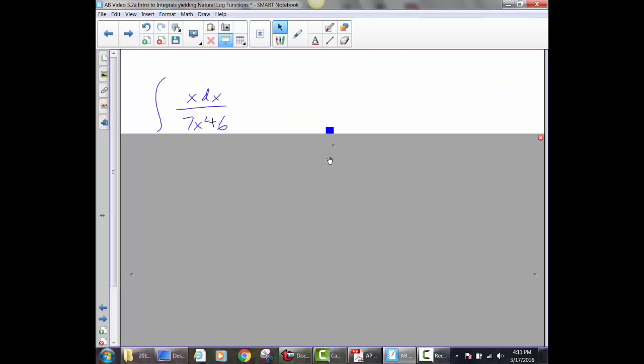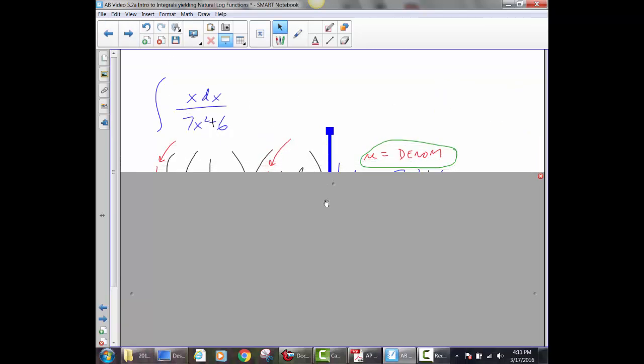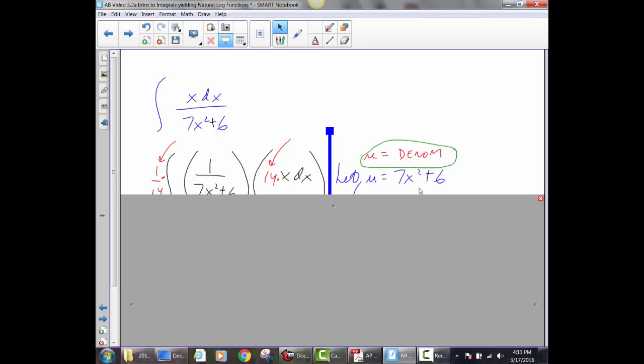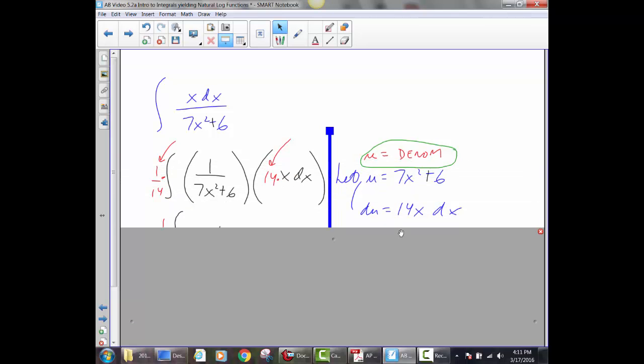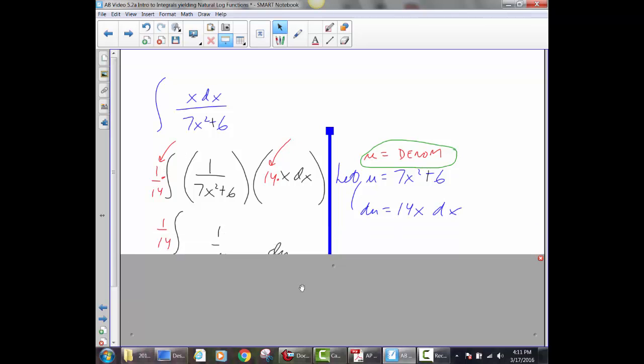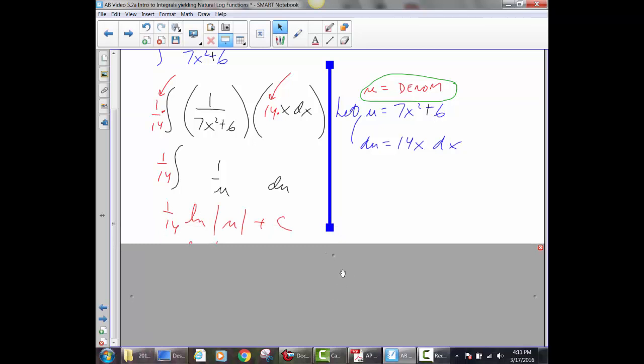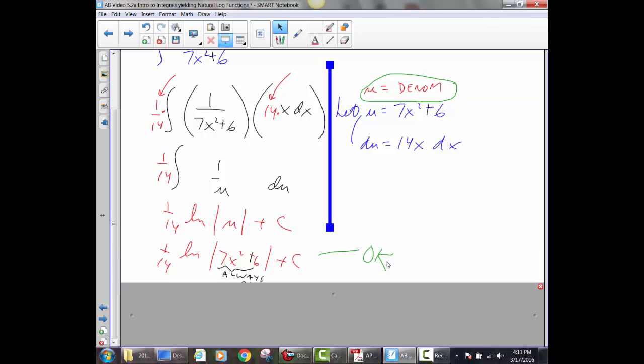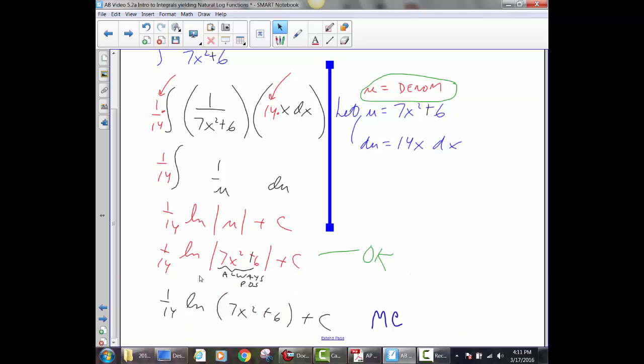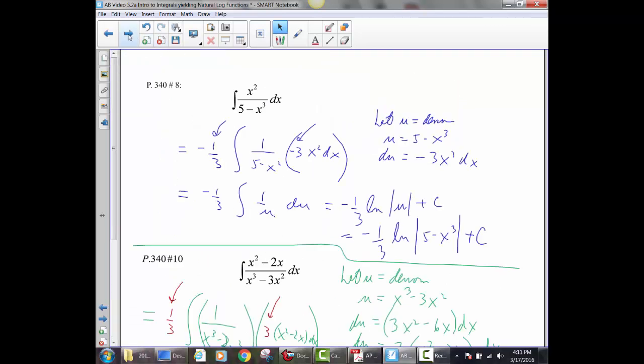So, integral of x dx over 7x squared plus 6, you're going to let u equal the denominator, which is 7x squared plus 6. The du of that is 14x dx. They gave us the x dx. We introduced the 14, counteract with 1/14. Now we have 1/14 integral 1 over u du, which is 1/14 ln absolute value of u. Replace the u by 7x squared plus 6, and in this particular case, you don't need the absolute value signs because the quantity inside is always positive, but it wouldn't be incorrect.